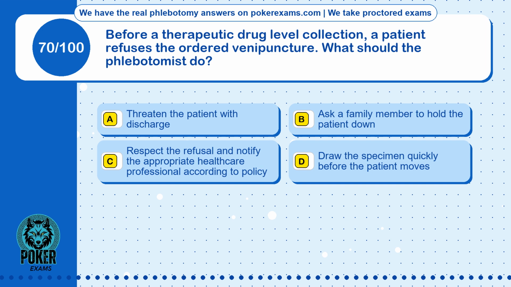Question 70. Before a therapeutic drug level collection, a patient refuses the ordered venipuncture. What should the phlebotomist do? Option A. Threaten the patient with discharge. Option B. Ask a family member to hold the patient down. Option C. Respect the refusal and notify the appropriate healthcare professional according to policy. Option D. Draw the specimen quickly before the patient moves.